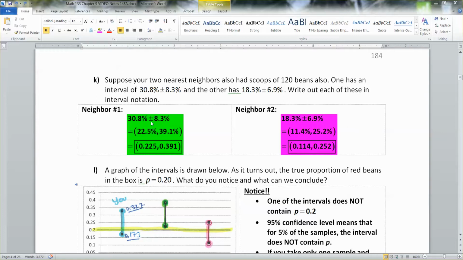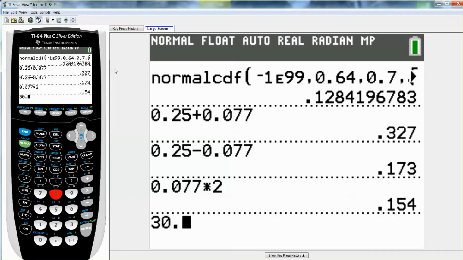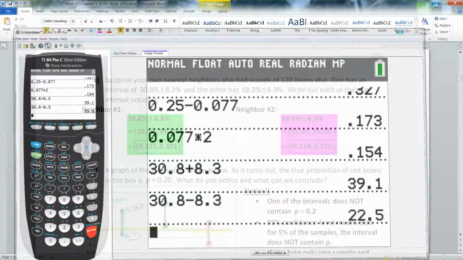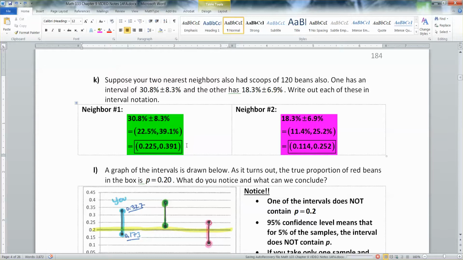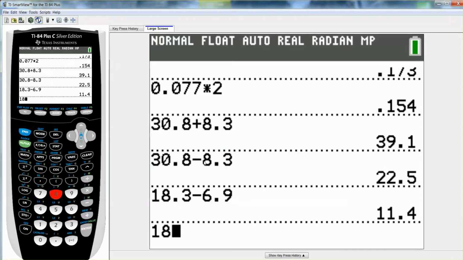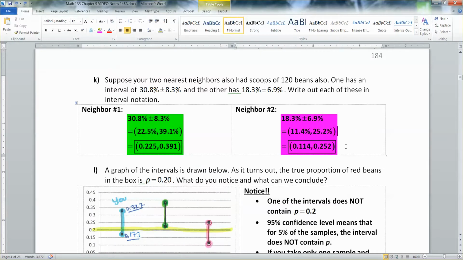So that's what I did. I take 30.8 and I add 8.3 and I subtract 8.3, and that turns them into percentages. 30.8 add 8.3, 30.8 take away 8.3, and you get 22.5 and 39.1, and those are percentages, and then I just turn them into decimals. Similarly, for this student over here, I got 18.3% plus or minus 6.9%, which gets me 11.4 and 25.2. 18.3 take away 6.9 is 11.4. 18.3 plus 6.9 is 25.2. So that's where those came from.